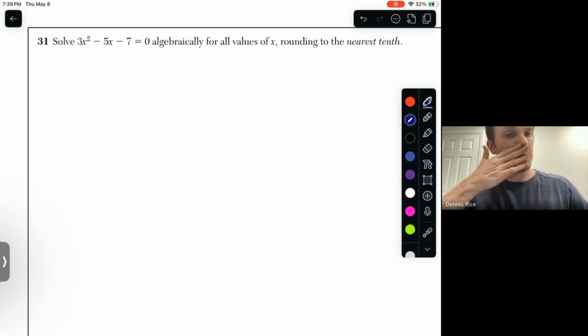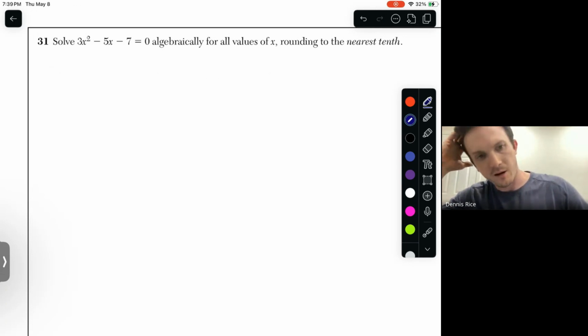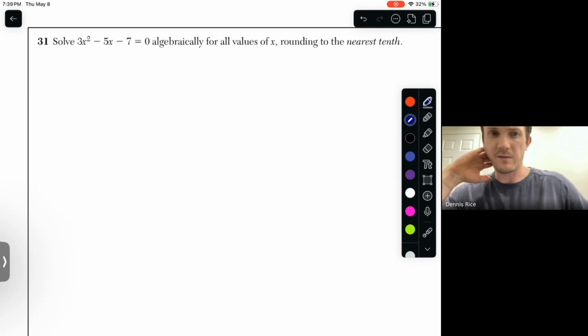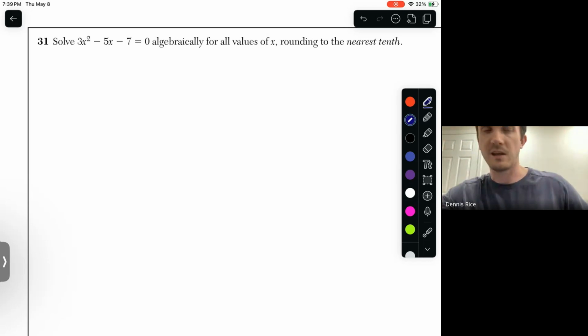It says solve this equation algebraically for all values of x, rounding to the nearest tenth. Okay, so algebraically, we want to show work. I can't just use my calculator or some hack, right? So I got to show work. That's part one. Two, it's telling me to round, so I want to be aware of that. If it said exact values, then I would leave radicals. If it didn't say anything, I would assume that it probably works out nicely. Because this one is saying nearest tenth, what is that giving us a clue to?